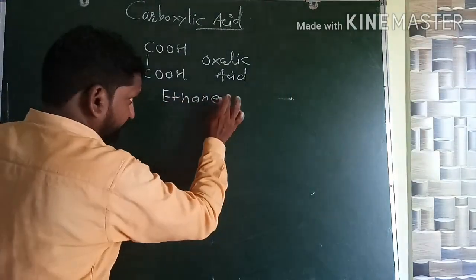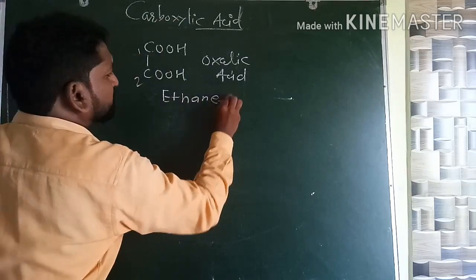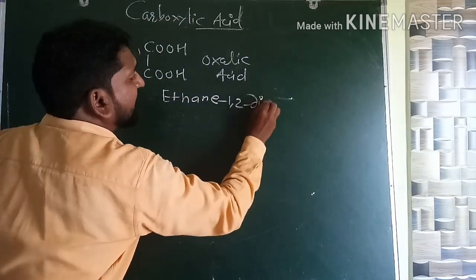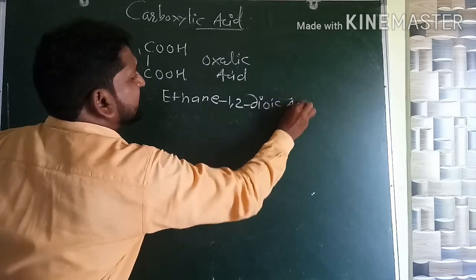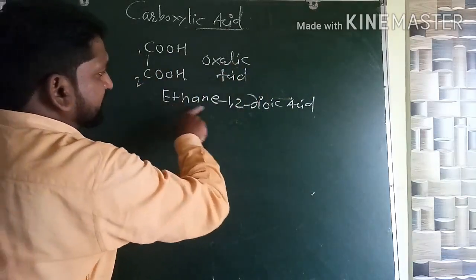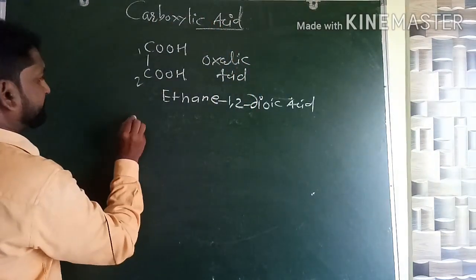Okay, so ethane, position 1 and 2. You can write it or you can leave it, because this position is fixed. 1,2-dioic acid. Common name oxalic acid and IUPAC name ethanedioic acid. Okay, next.